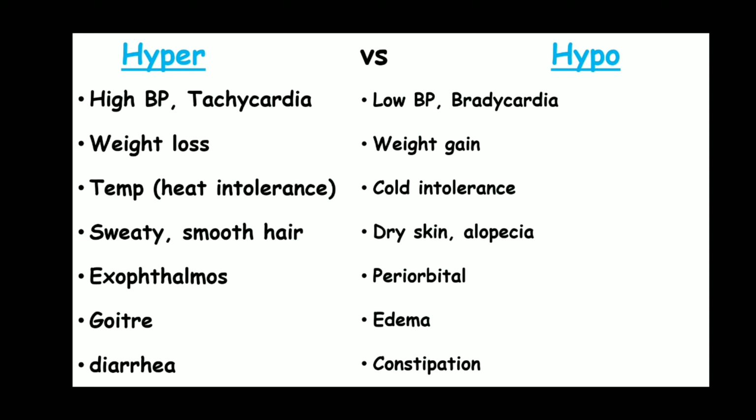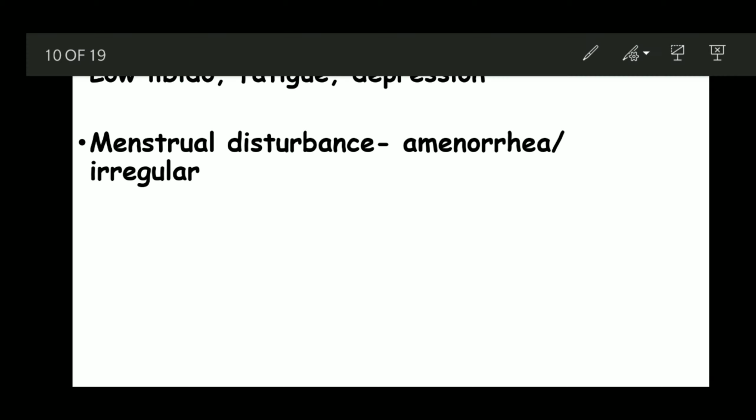Some miscellaneous features are also there to be remembered. That's low libido, fatigue, depression. All these can definitely be related to hypothyroidism. Also, they will have menstrual disturbances like amenorrhea, irregular periods, or hypomenorrhea. Mainly amenorrhea and irregular periods will be their problems. So these are the important points to be remembered in relation to the signs and symptoms. Very easy to remember actually. Hyper means all high; hypo means all low. So that's all.